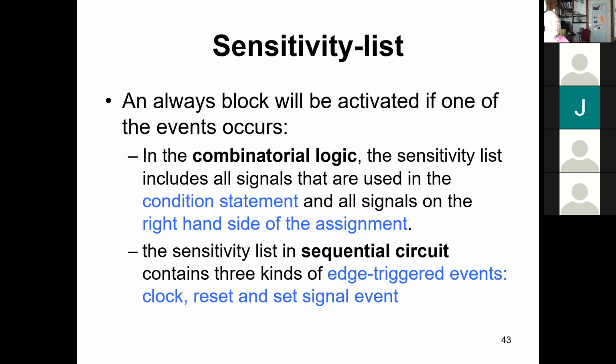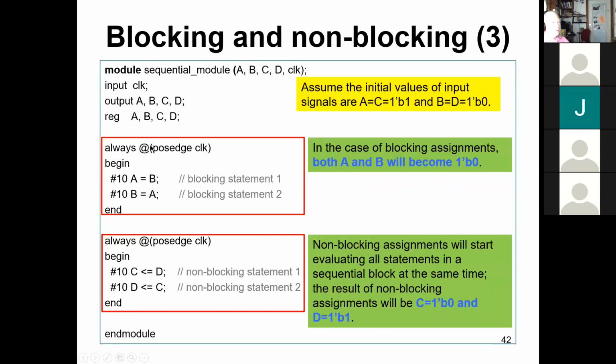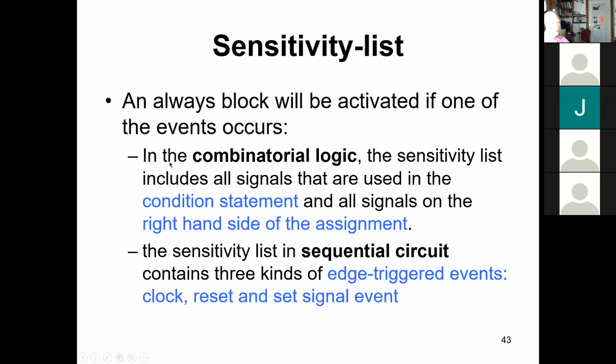Okay, sensitivity list. Again, that's this thing right here in the parentheses in your always block. And sometimes we'll leave that out entirely and just put the @ sign with a star. And that means every variable that appears in the always block is assumed to be in the sensitivity list. And there's no edge signals. So that always occurs when you're doing combinational logic. So an always block will be activated if one of the events occurs. In combinational logic, the sensitivity list includes all the signals that are used in the conditional statement and all the signals on the right-hand side of the assignment.